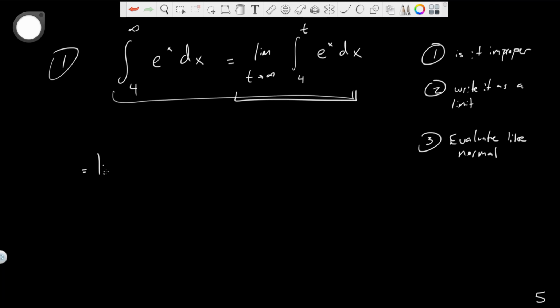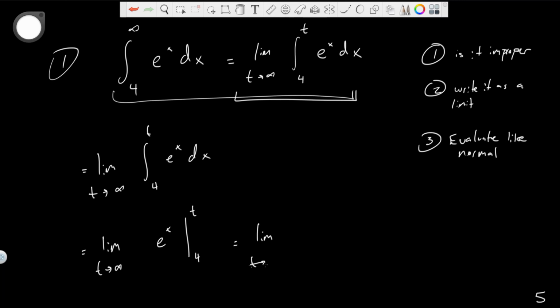All right, let's proceed. The limit, I'm just going to rewrite that, of the integral from 4 to t, e to the x dx. All right, the antiderivative of e to the x is e to the x, so we have the limit as t goes to infinity of e to the x evaluated at t, and then we subtract 4. And then we have the limit as t goes to infinity of e to the t minus e to the 4. And this is a mere mortal. Infinity wins, infinitus once again.